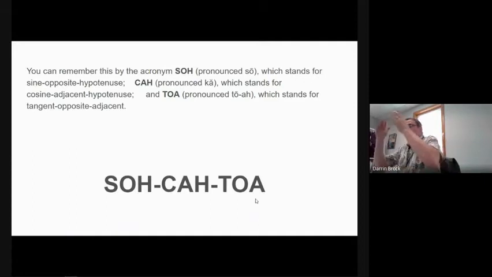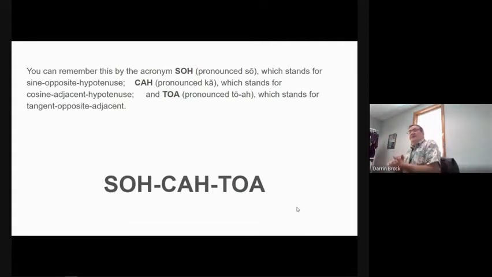Sine equals the opposite over the hypotenuse. They go in order. Opposite over hypotenuse. Cosine is adjacent over hypotenuse. Tangent is opposite over adjacent. SOHCAHTOA. SOHCAHTOA. How do I remember SOHCAHTOA? I don't have my notes.